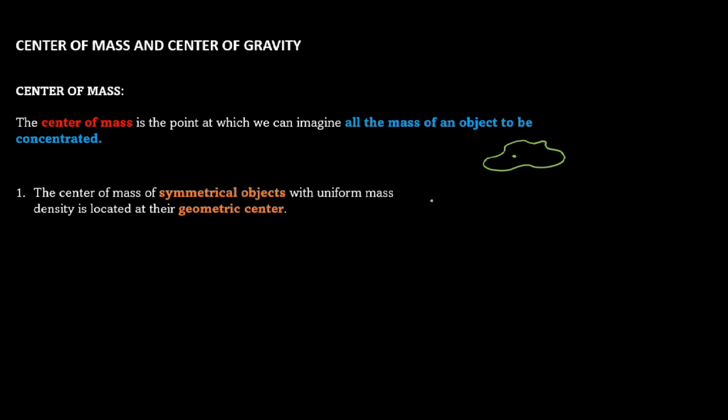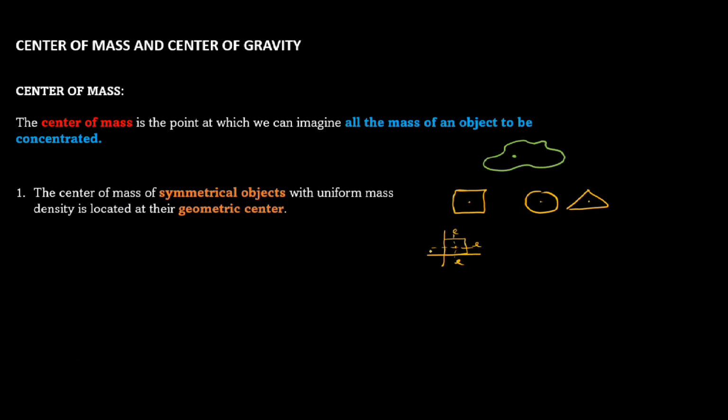Now, center of mass for objects which are symmetrical, like a square or a circle or a triangle. So objects which are symmetrical with uniform mass density, center of mass for such objects lies at their geometric center. So they will lie at the geometric center of all symmetrical objects with uniform mass density. So if I have a square which is placed at the origin like this, and the length of each side is L, I can locate the coordinate of center of mass to be at the geometric center.